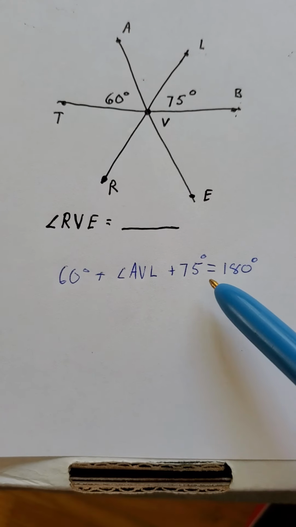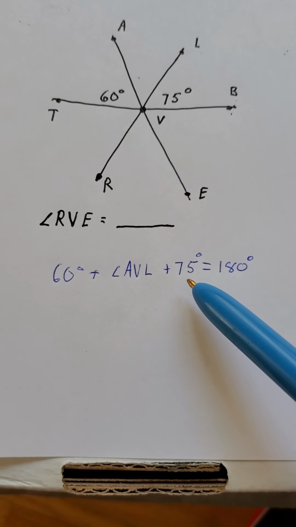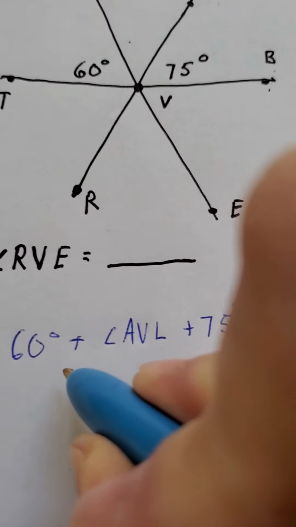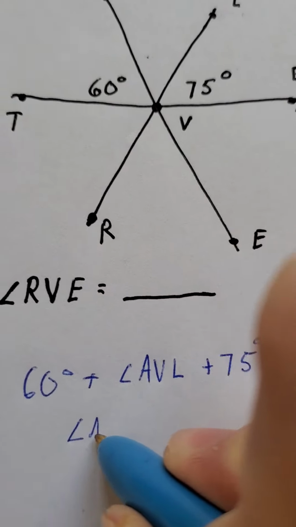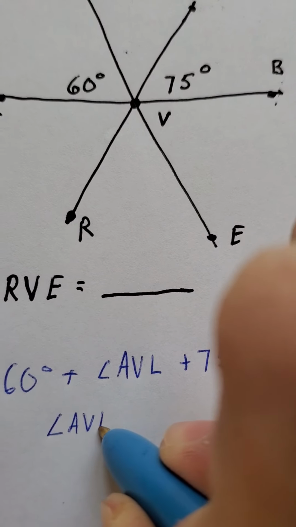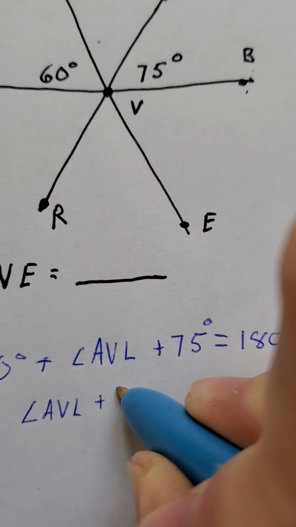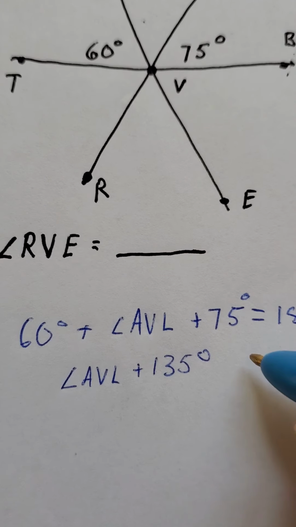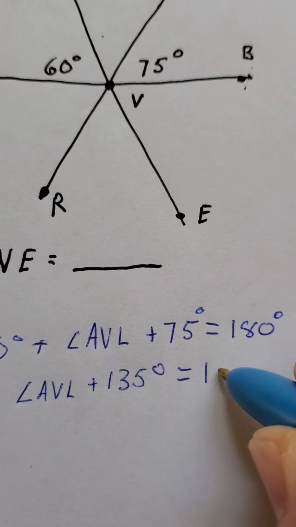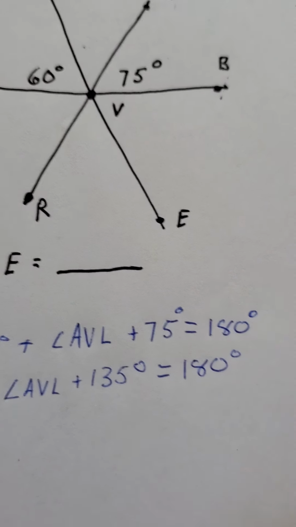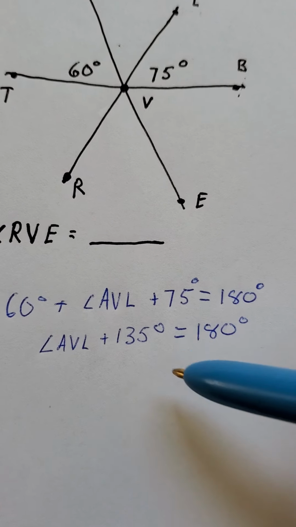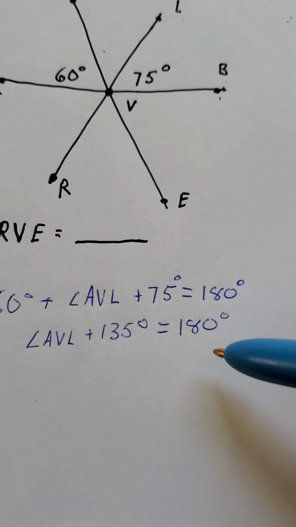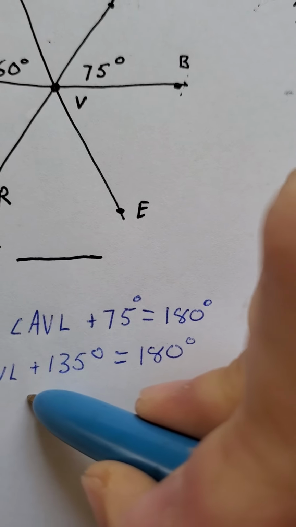So go ahead and combine the 60 and the 75 to get 135 degrees. So we're going to simplify this a little bit. So we have angle AVL plus 135 degrees. And that's going to be equal to 180. The 180 just comes on down. Now subtract. We want to isolate this AVL. So subtract 135 from both sides.